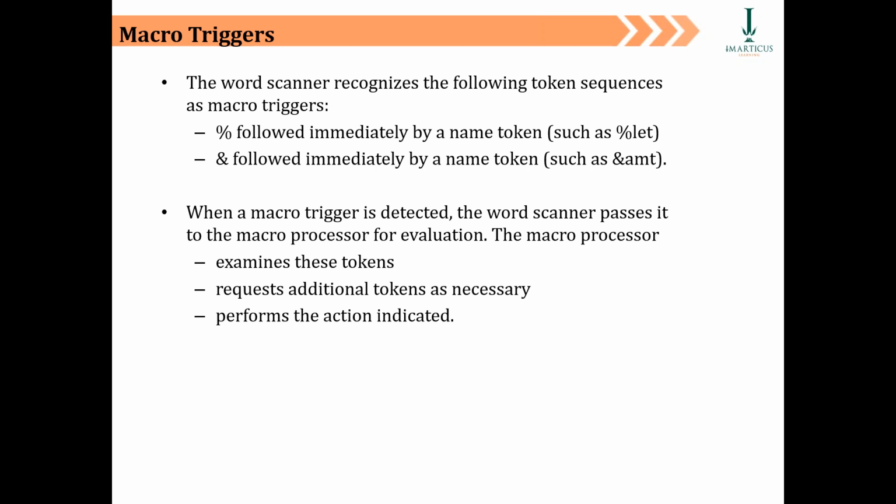So when a macro trigger is detected, the word scanner passes it to the macro processor for evaluation. The macro processor examines these tokens, requests additional tokens as necessary, and performs the actions indicated. So that is the reason we have to be cognizant about how we invoke these tokens, because SAS as a system needs to scan and understand the tokens. Got it? Clear still now? Yes, sir.